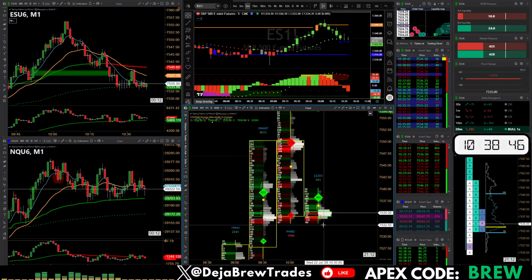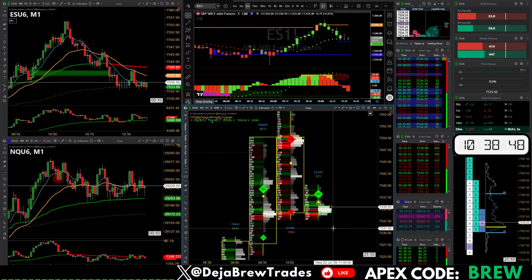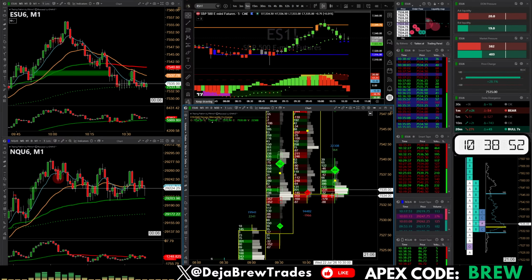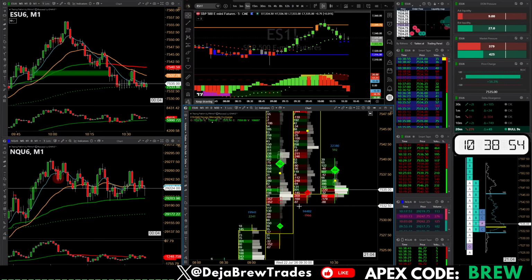Getting a little bit of bearish absorption here. The bears are trying to push down. You can see this like 33 area. They keep getting stuck.